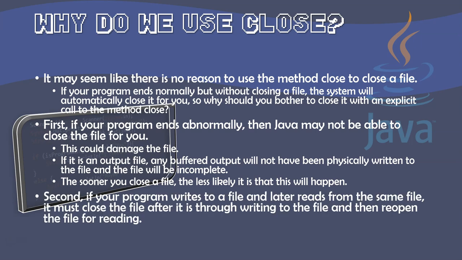Secondly, if our program writes to a file and later reads from that same file, it must close the file after it is done writing to it and then reopen it to read it. So you can't both write and read from the file until you have closed one of those streams. So if we were to take the program we're going to do today, write to it with an output stream, and then try to read it, and we didn't use .close, it's not going to let us do that. So we have to make sure we always use .close here.